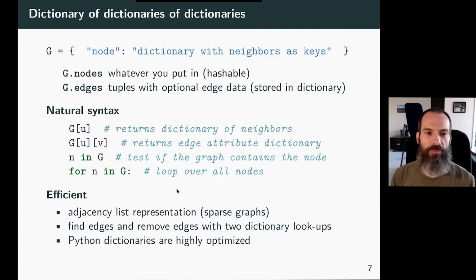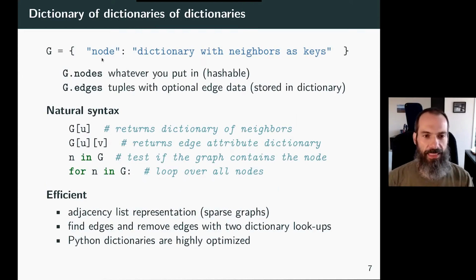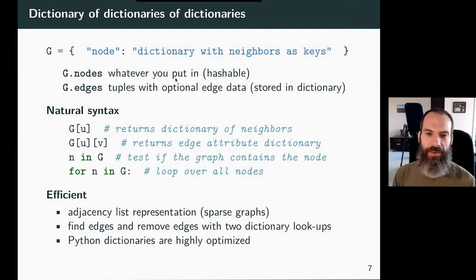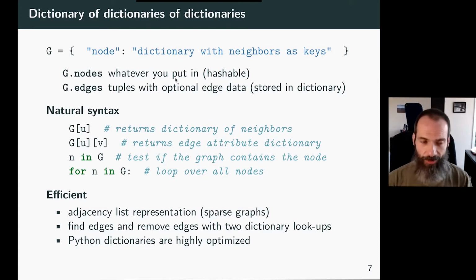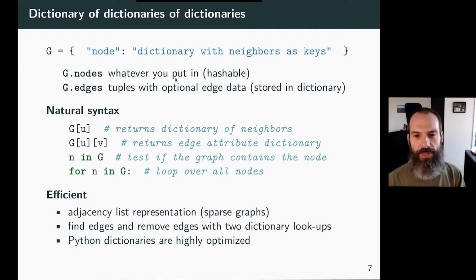Just a little bit more of that. So again, it's just keyed by nodes, and then the values of the dictionary with neighbors as keys. G.nodes gives you whatever you put in, right? So this is a dictionary. So if it's hashable, then it can be a node. So it doesn't have to be 1, 2, 3, or 4. It could be an XML file or an image or just about anything you can imagine, as long as it's hashable. And the edges are tuples with optional edge data, which is also stored in a dictionary, as we saw before.